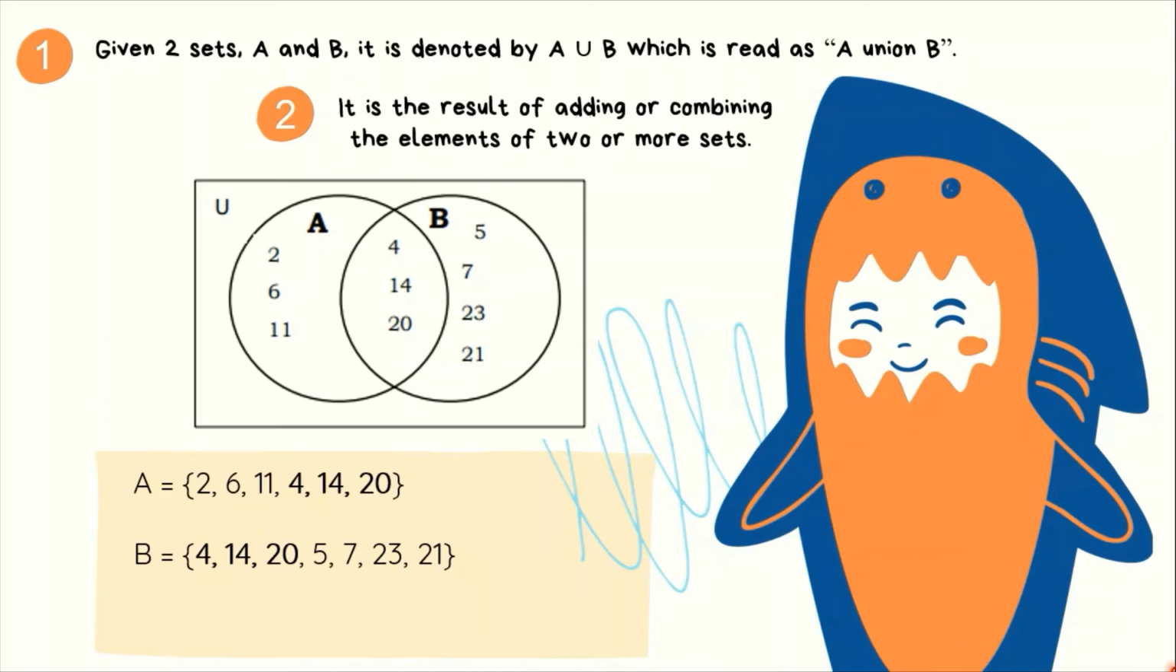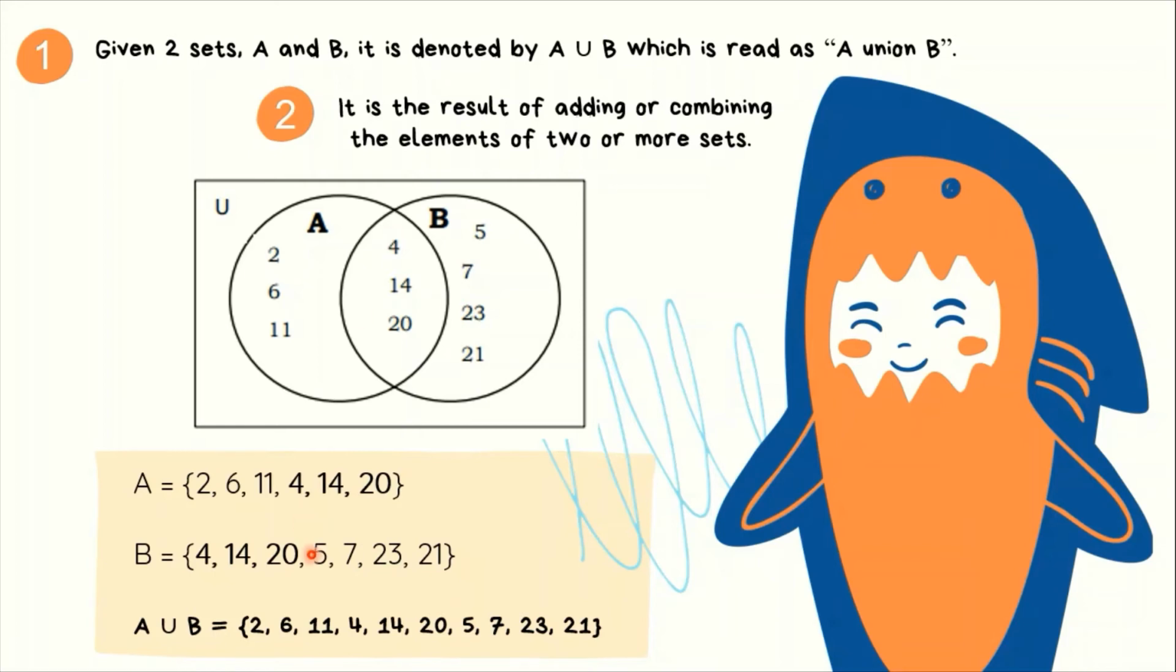To get its union or A union B, pagsasama-samahin lang natin lahat ng mga elements. Therefore, A union B is equal to {2, 6, 11, 4, 14, 20, 5, 7, 23, and 21}. Pansinin natin na ang set A at B ay parehong may numbers na 4, 14, at 20. Kaya nandyan sila nakapwesto sa gitna ng bilog ng set A and B.